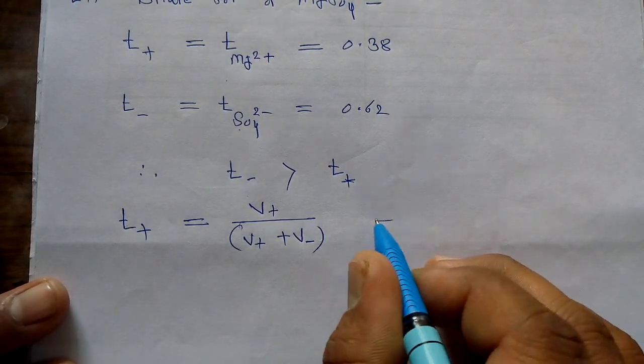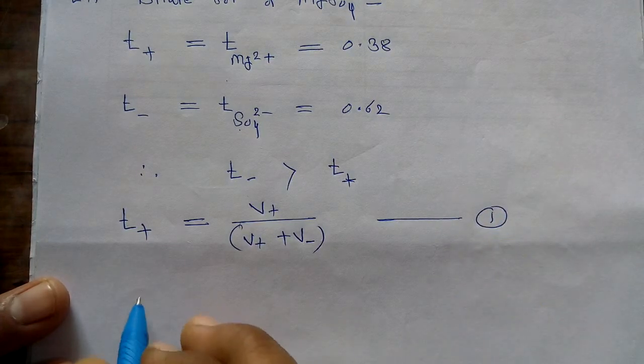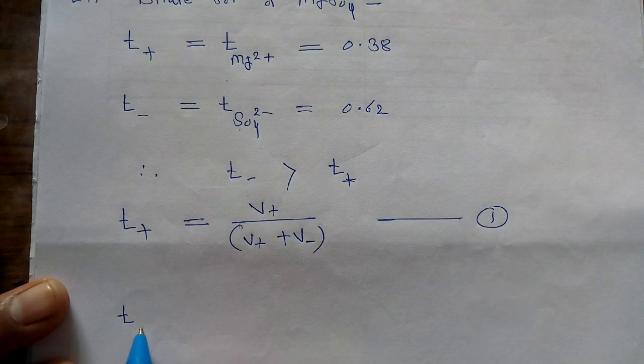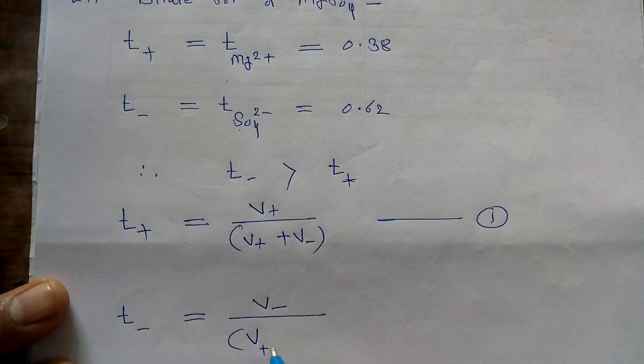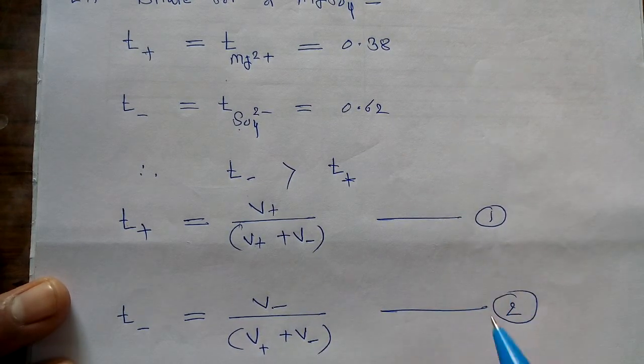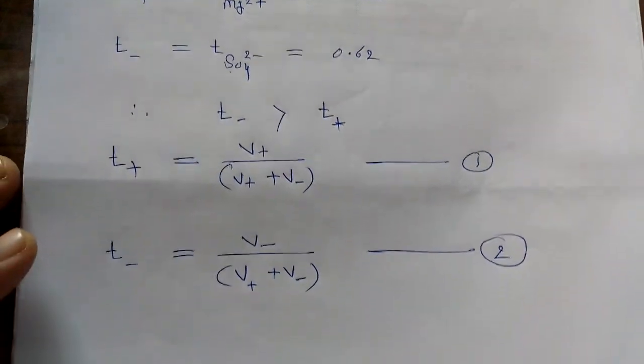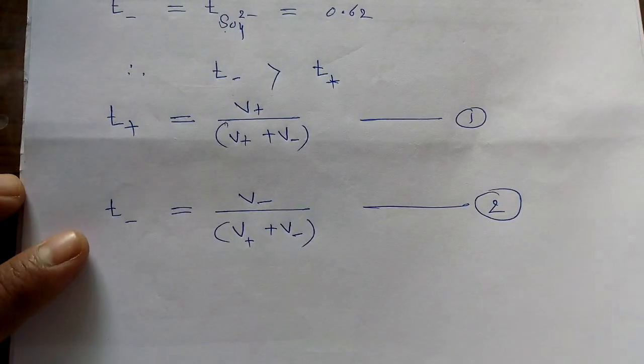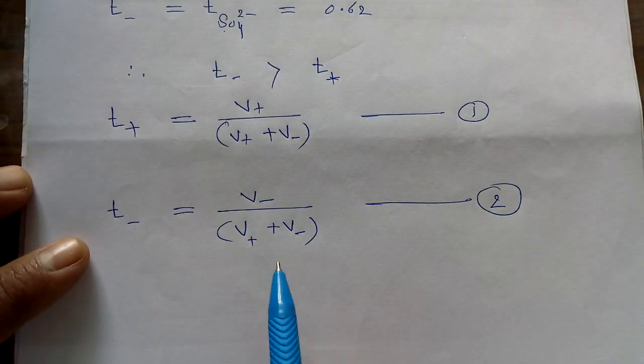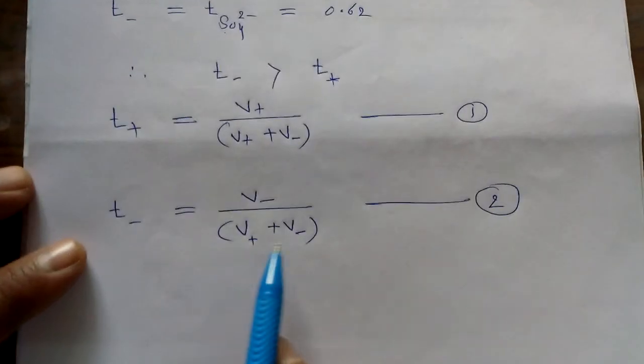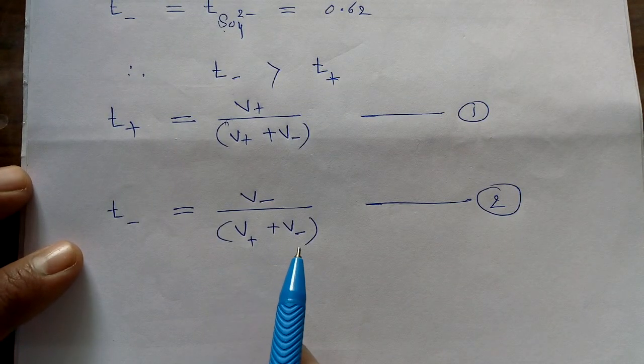In the second case, suppose this is the first equation. The second important equation is for anions: t minus is equal to v minus divided by v plus plus v minus. This is the second equation. So this is the equation to calculate the transport number of the anion by using the absolute velocity of anions and the summation of absolute velocities of cations and anions.